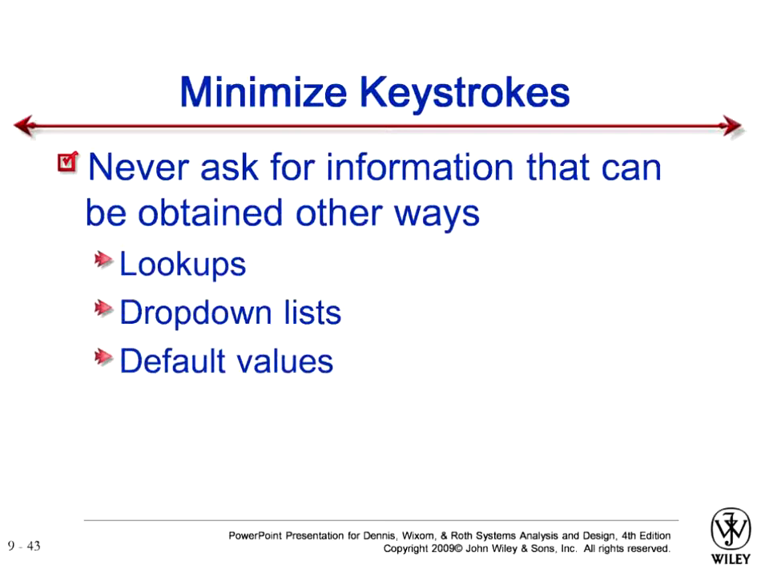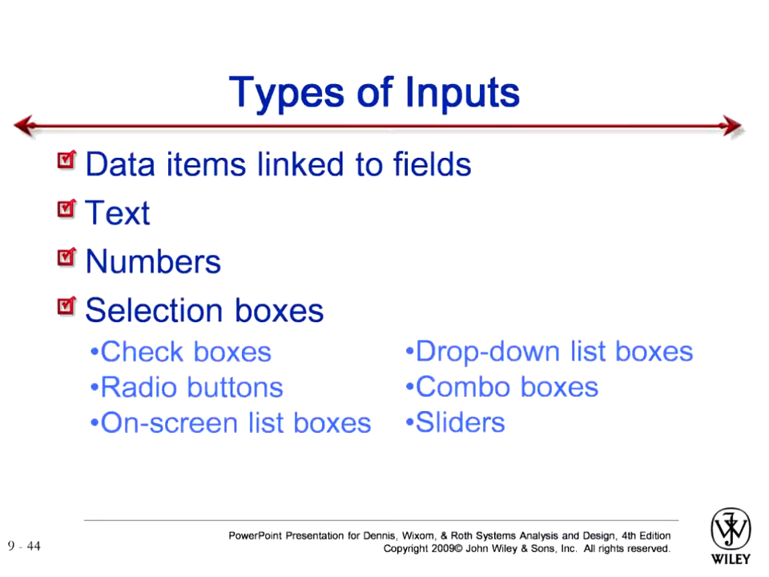You should only get the information from users which you cannot get from somewhere else. If you can get the information from some other sources, then you should not ask users to give all the information.